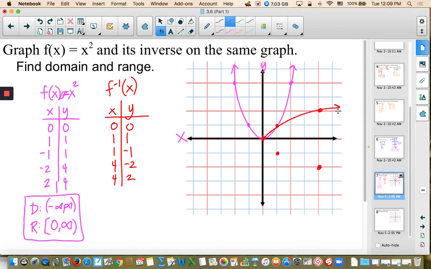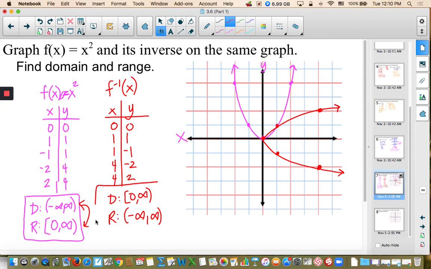This graph is going to look like a sideways parabola. That would be the inverse. To find the domain and the range, all I have to do is switch these 2 around. So the domain for this would be 0 to infinity. The range for this would be negative infinity to infinity. And that's how you would graph an original graph and its inverse on the same graph and find the domain and the range.